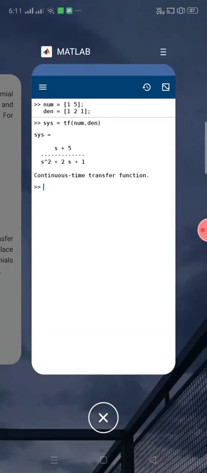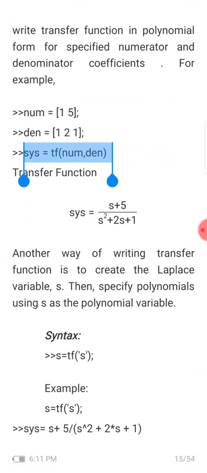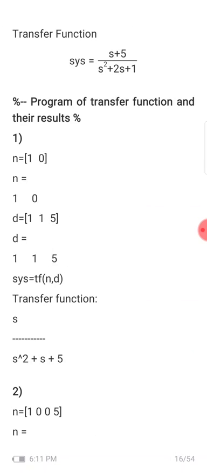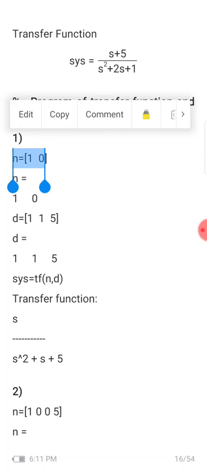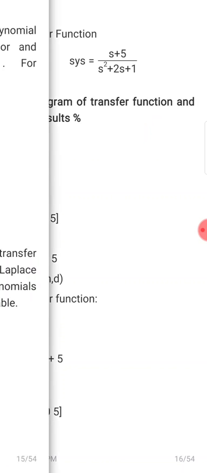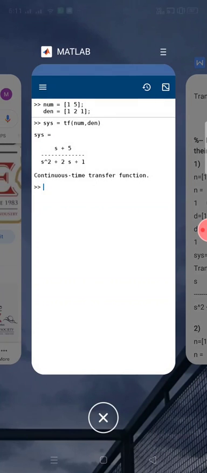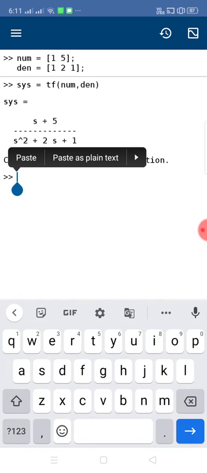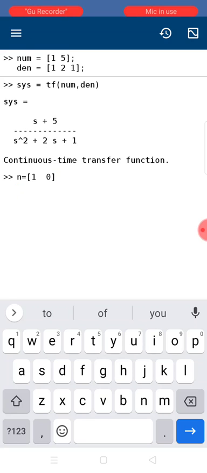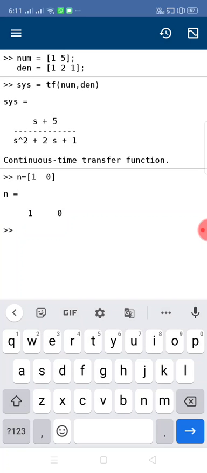Now come to the next command. Let me take n equal to [1 0]. I am copying here, writing the value here, pasting here this n equal to [1 0]. So you can see here the value is 1 and 0.